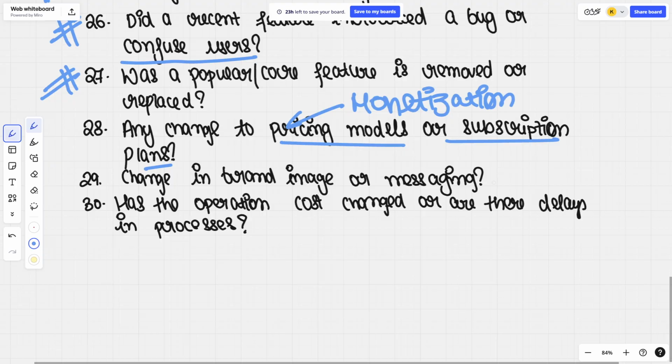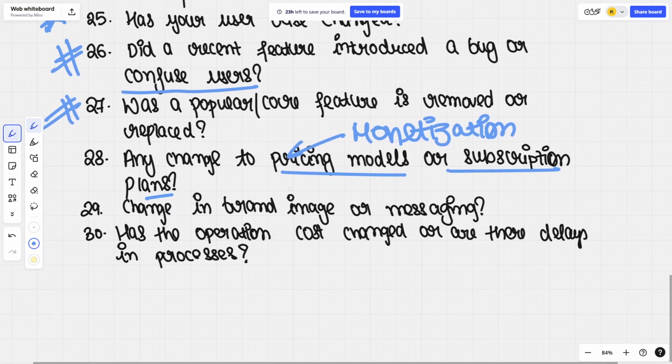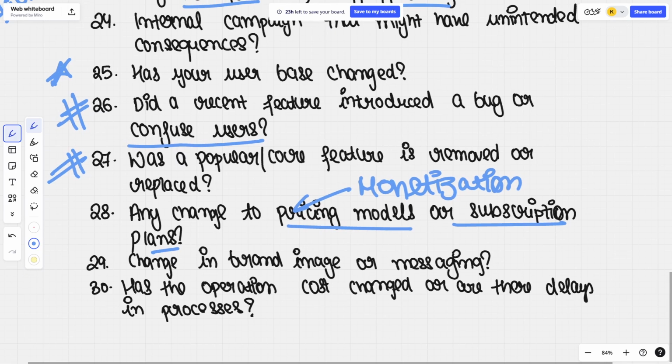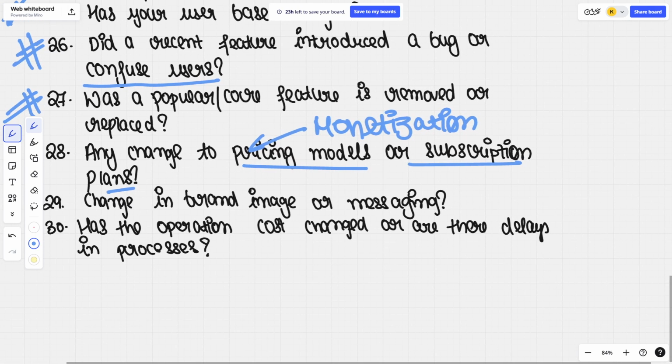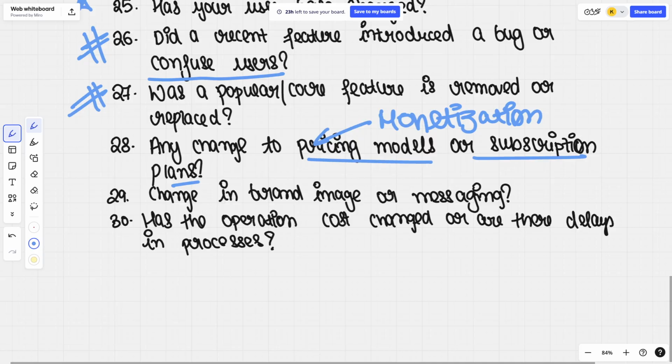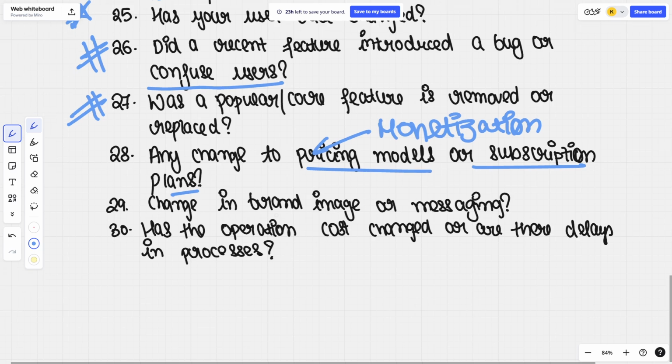Changing brand image or messaging, similarly as we talked about in the campaign consequences. So this is kind of the same question. Has the operation cost changed, or are there delays in the process? This type of question we can ask when, let's say, the delivery time has increased or there have been delays.